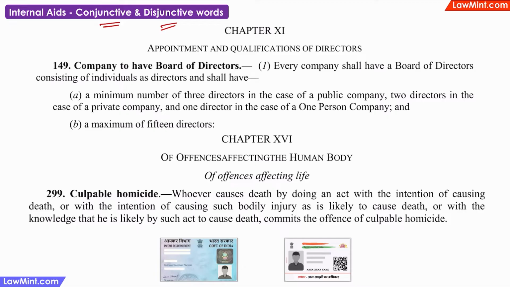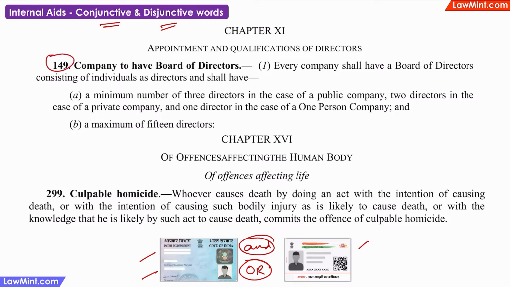For example, if I say you have to submit your PAN card and Aadhaar card, it means that both of them are mandatory because I'm using the conjunctive word and. If I say you have to submit your PAN card or Aadhaar card, then only one of them needs to be submitted and you can decide which one you want to submit. This is because I'm using the disjunctive word or.